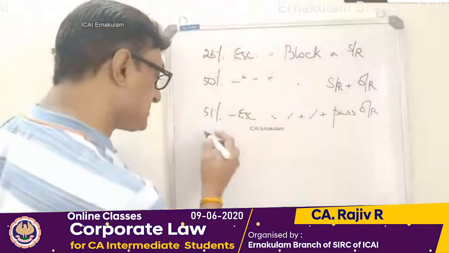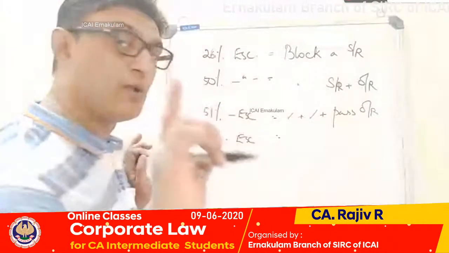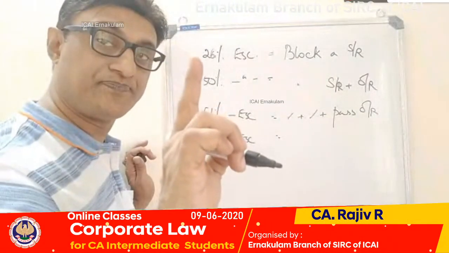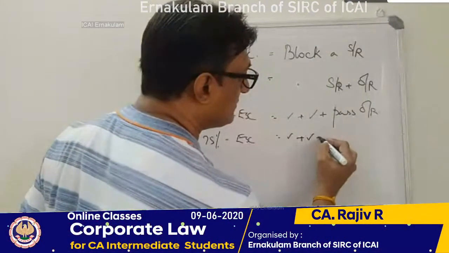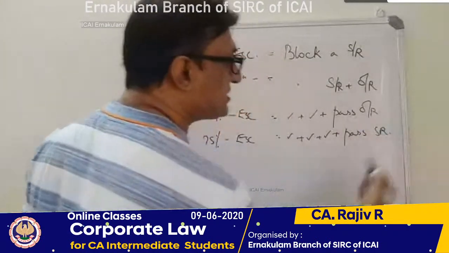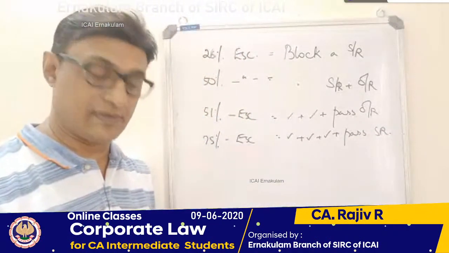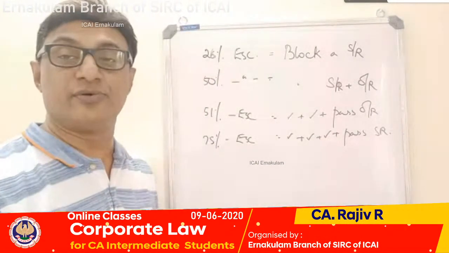Then comes the climax. 75% of the equity share capital, one man holding. He can do all this, plus he can pass a special resolution. He is very powerful.